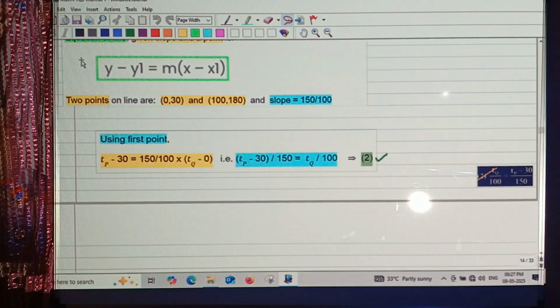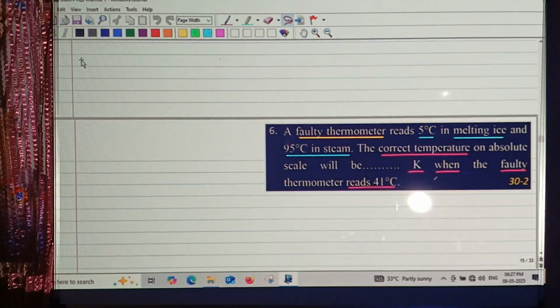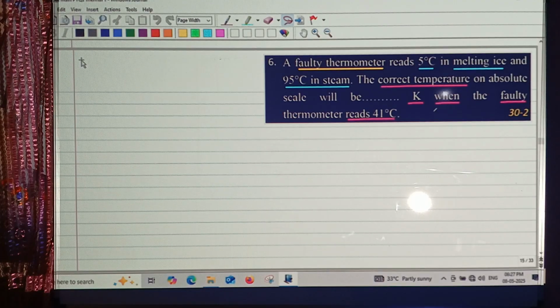Let's move to the next question. A faulty thermometer reads 5 degrees Celsius in melting ice and 95 degrees Celsius in steam. The correct temperature on the absolute scale will be dash Kelvin when the faulty thermometer reads 41 degrees Celsius. So in melting ice, the correct temperature is 0, but the faulty thermometer reads 5. And in steam, the correct temperature is 100, but the faulty thermometer reads 95. So when the faulty thermometer reads 41, what is the correct temperature?